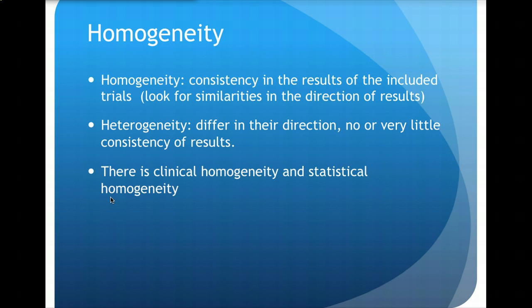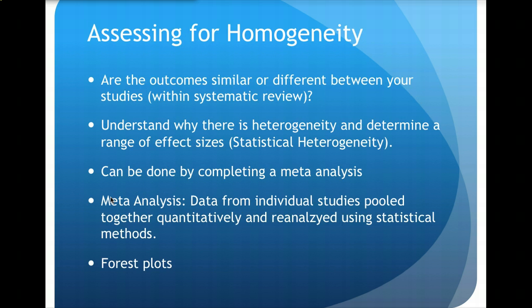For heterogeneity, you're looking to see if there is no or very little consistency of the results. Is there a difference in the directions of where they're going? And it's important to note that there is both clinical homogeneity and statistical homogeneity. Now, when you're assessing for homogeneity, you're looking at whether the outcomes are similar or different between your studies. You want to understand why there is heterogeneity, if there is, and determine the range of effect size.